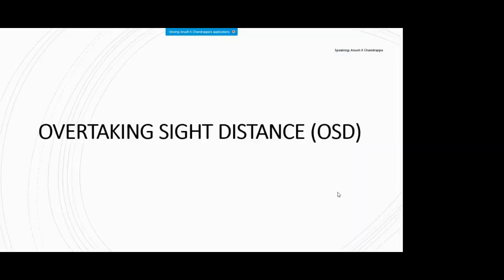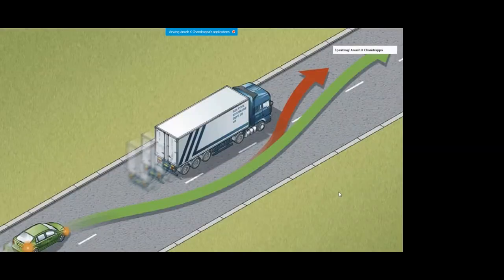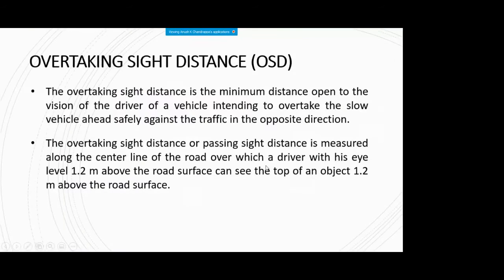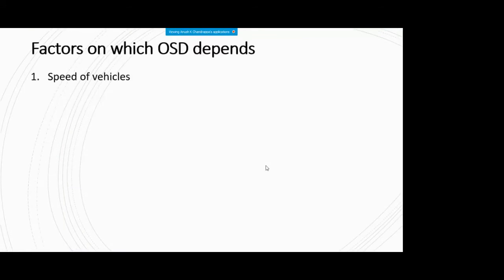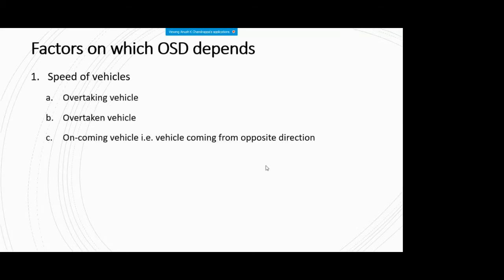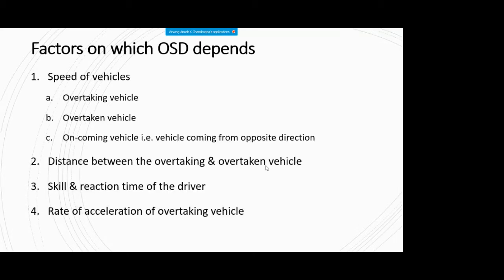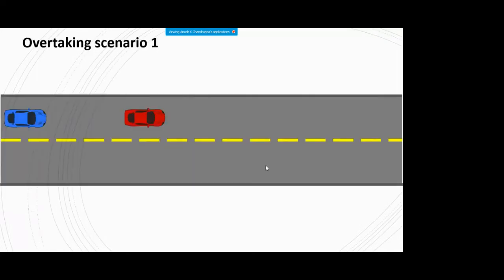We had covered what overtaking actually is. Then the theoretical definition, which I had just shown you here. And then we had seen the factors on which your OSD depends. These factors are more or less related to the discussion that we had during the SSD as well, about the factors on which the OSD depends. Then we saw the overtaking scenarios. So what can be the scenario?